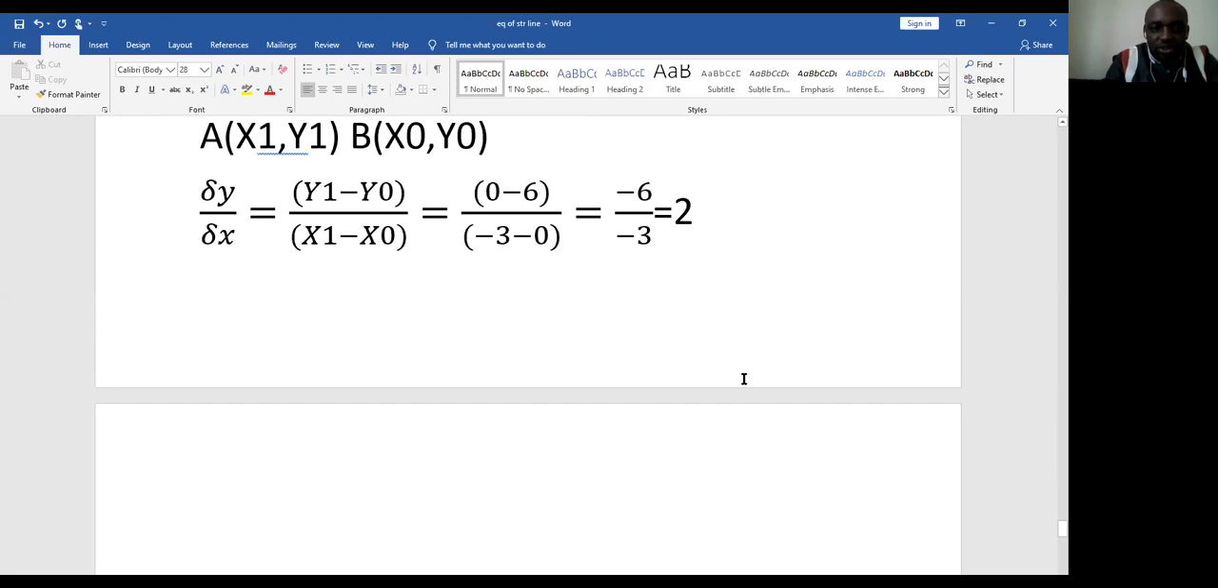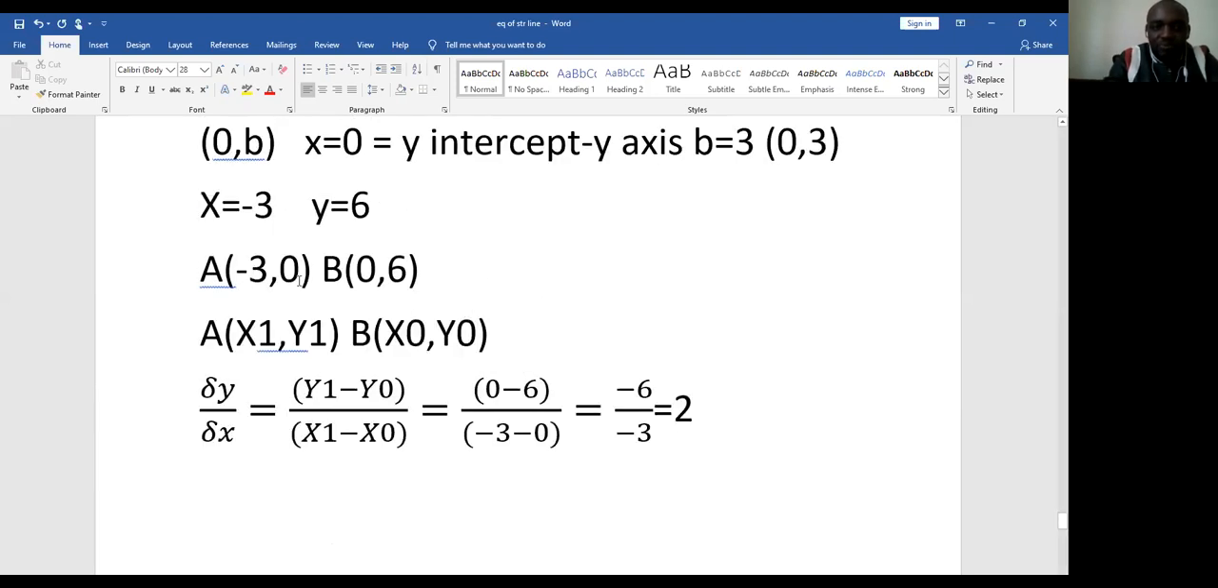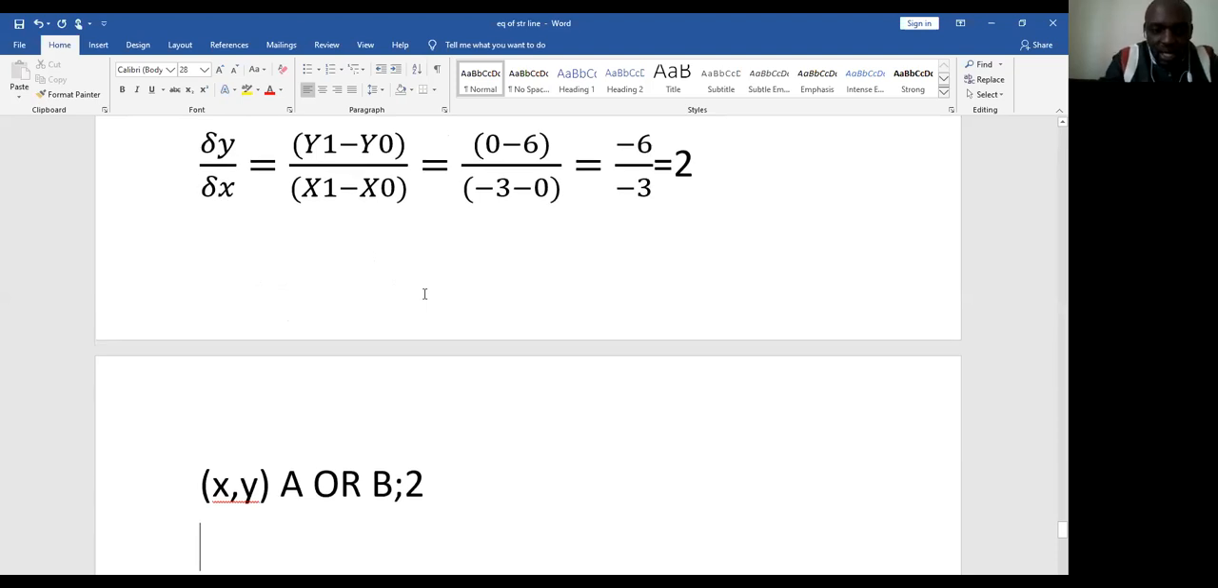Now, if the gradient of that line is 2, I can now come here. I take the general point, xy. General point here is xy. I pick either point A or B. You only have to pick one. And then from there, you take the gradient, which is 2. So in this example, I can pick (-3, 0), or I can pick (0, 6). Whichever you pick, the gradient is going to be the same. So I'll pick (-3, 0). I'm going to pick A, so I'm not going to pick B.